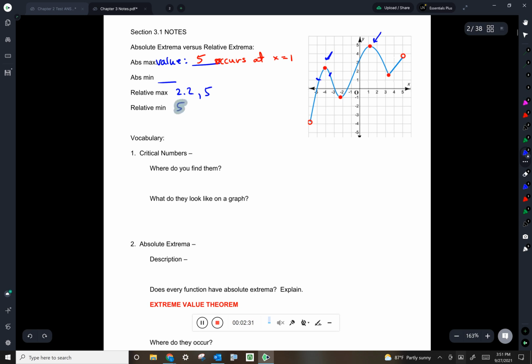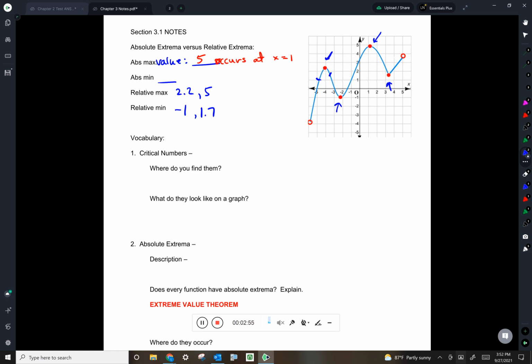Or a relative min, you might say, well, this point right here looks like a relative min. That might be at, what, -1. And this one right here could be a relative min, because relative to its little area, it's a minimum point. So maybe, what would that be, 1.7? I don't know. Okay, so that's just the idea of relative versus absolute.